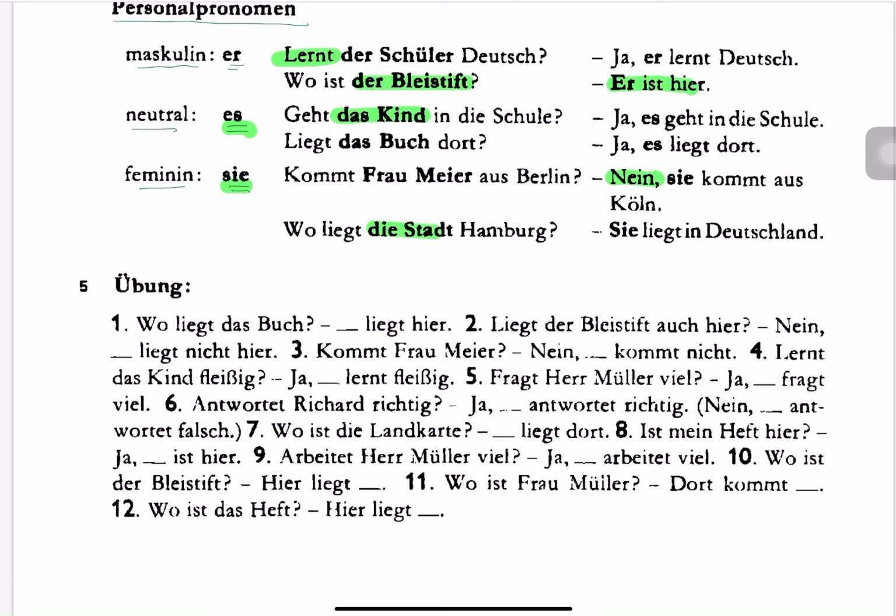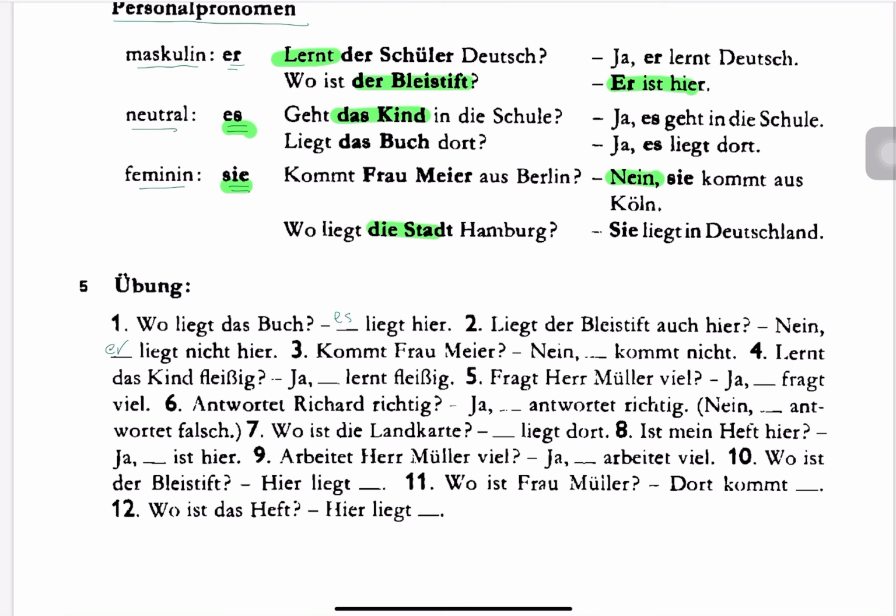We go to Übung 5. Wo liegt das Buch? Where is the book? Because das Buch is neutral, we can put es. Es liegt hier. It is here. Liegt der Bleistift auch hier? Is the pencil also here? Nein. Er liegt nicht hier. It is not here.